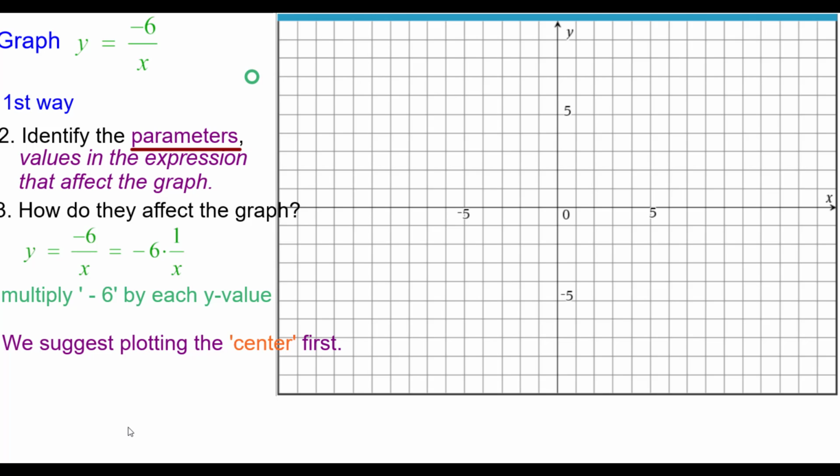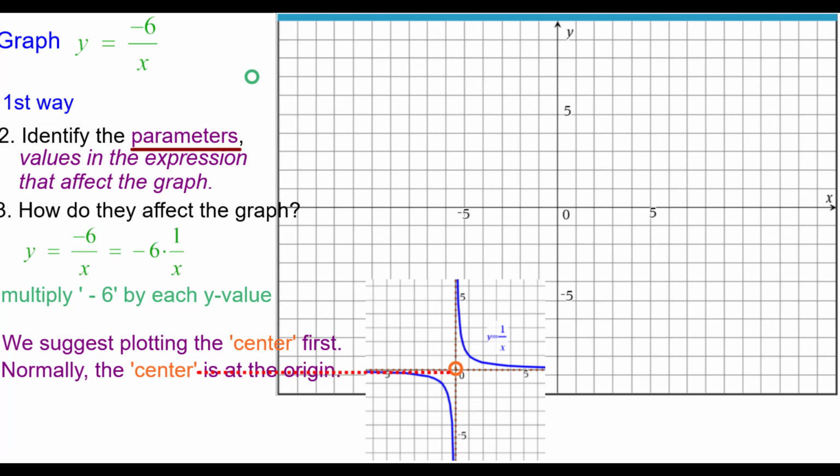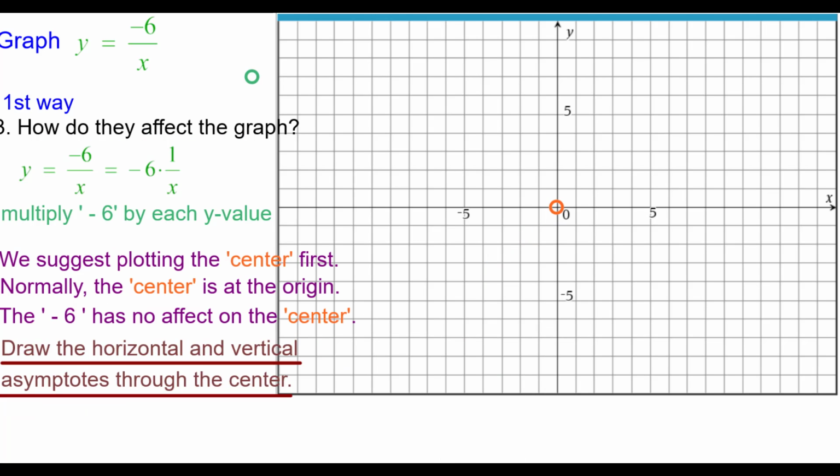We suggest plotting the center of the hyperbola first. The center normally is at the origin, okay? The -6 has no effect on the center as a multiplication, so the center will be at the origin, and points will be plotted relative to that center. We also need to draw the horizontal and vertical asymptotes through the center. They're perpendicular at that point. So the line y equals 0, or the x-axis, and the line x equals 0, or the y-axis, are the two asymptotes for this equation.